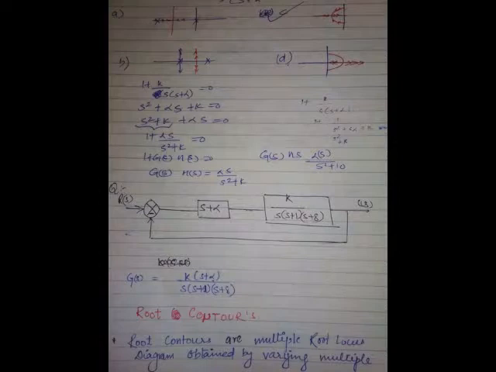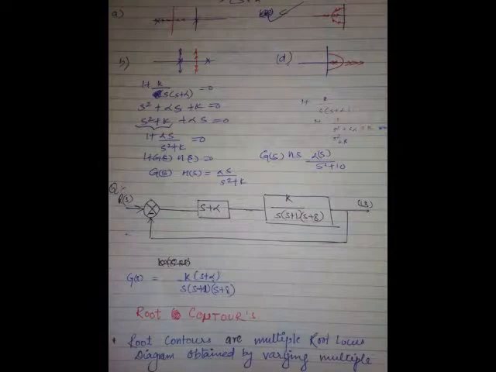Next, rule number 6, what is it? Rule number 6 is breakaway points. Construct the characteristic equation of this. It becomes 1 plus minus k into s minus 1 by s into s plus 3 equal to 0. This becomes s into s plus 3 plus k into 1 minus s equal to 0. This is the characteristic equation. Write k in terms of s.